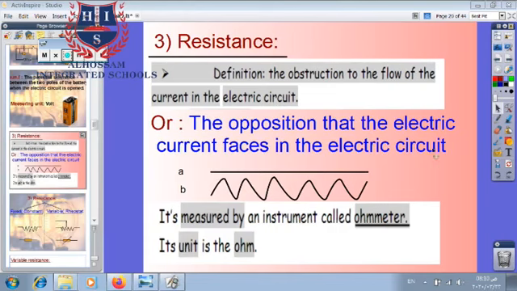This resistance is measured by a unit, which is the ohm, according to the scientist George Simon Ohm. We will study it later. And it is measured by a device or an instrument called the ohmmeter.